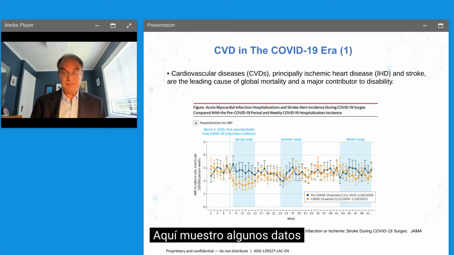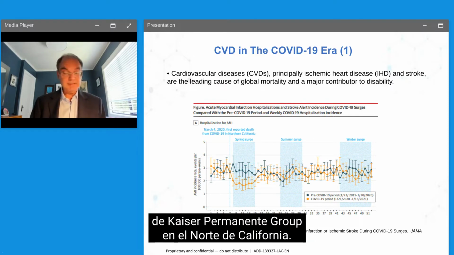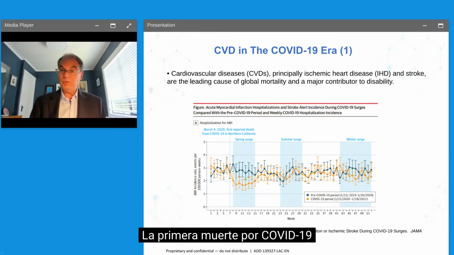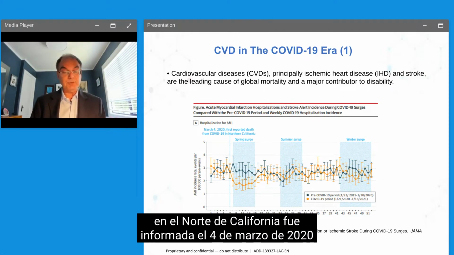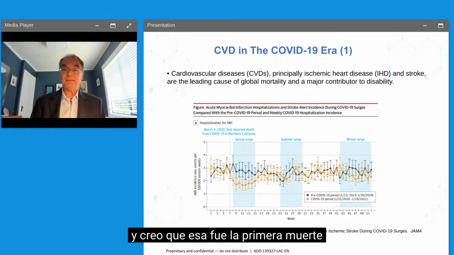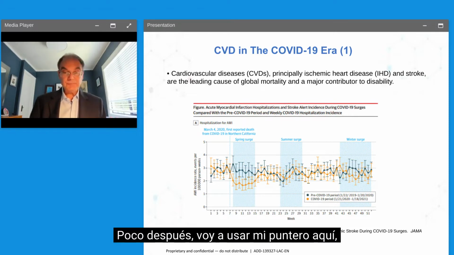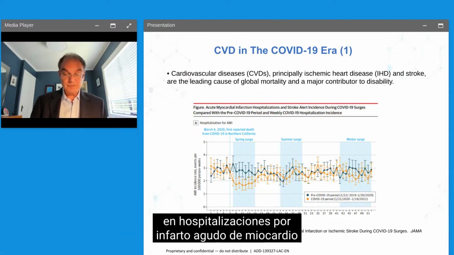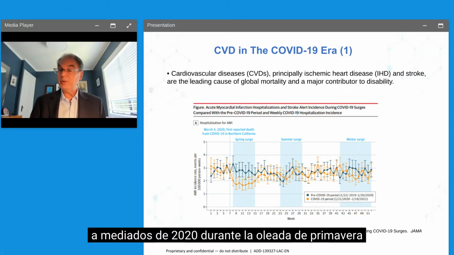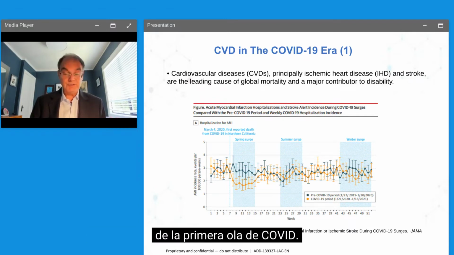I'm showing you here some data from our Kaiser Permanente group in Northern California. The first death due to COVID-19 in Northern California was reported on March 4th, 2020. And I believe that was the first death reported in the nation. Shortly thereafter, there was a steep decline in hospitalizations for acute myocardial infarction in mid-2020 during the spring surge or the first wave of COVID.